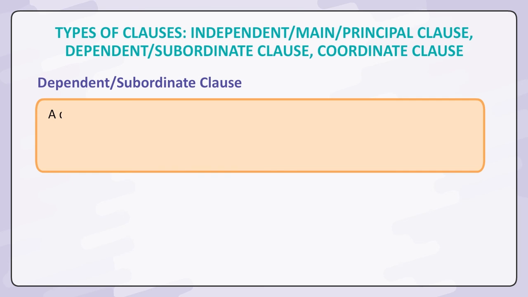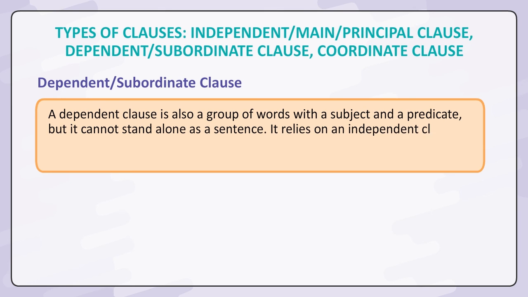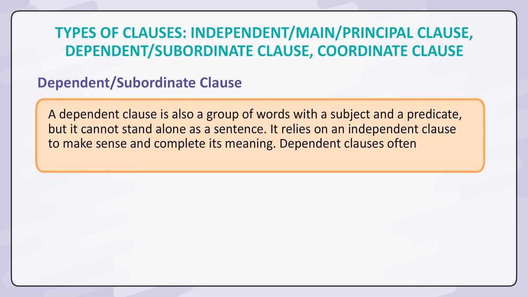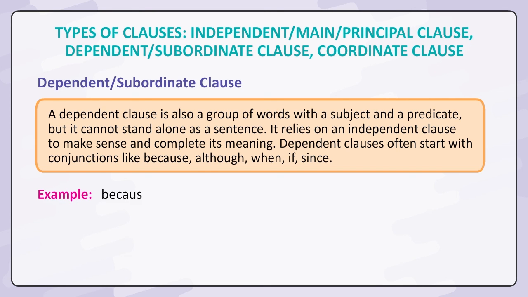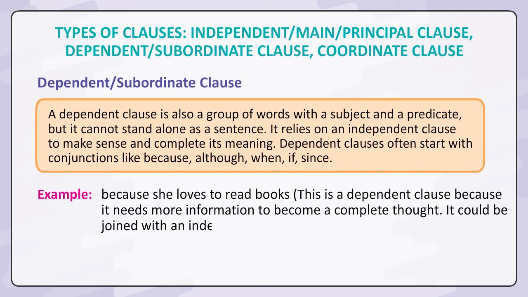Dependent, subordinate clause. A dependent clause is also a group of words with a subject and a predicate, but it cannot stand alone as a sentence. It relies on an independent clause to make sense and complete its meaning. Dependent clauses often start with conjunctions like because, although, when, if, since. Example: because she loves to read books. This is a dependent clause because it needs more information to become a complete thought. It could be joined with an independent clause to make a full sentence.